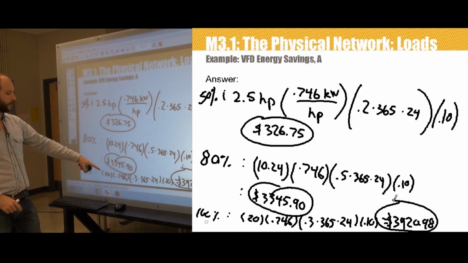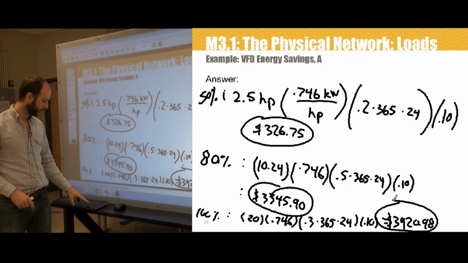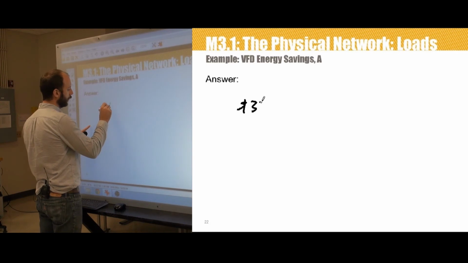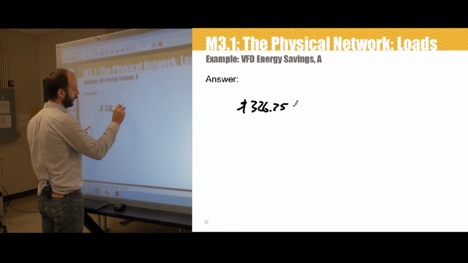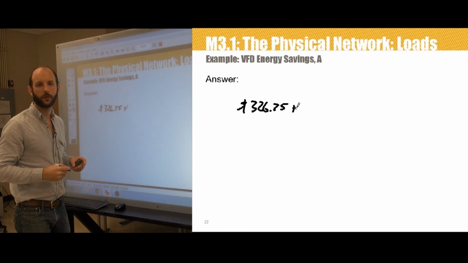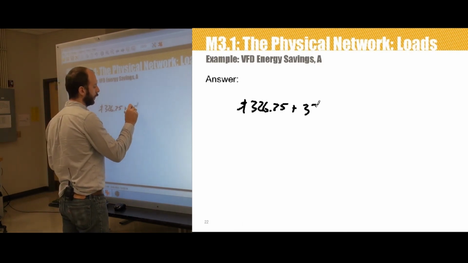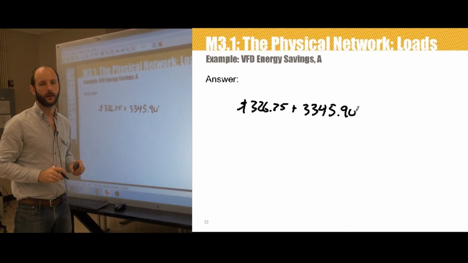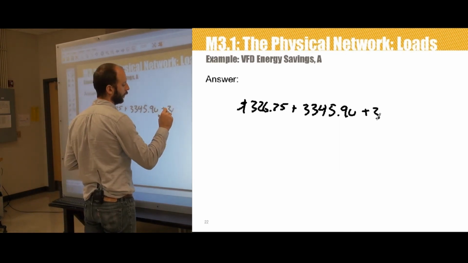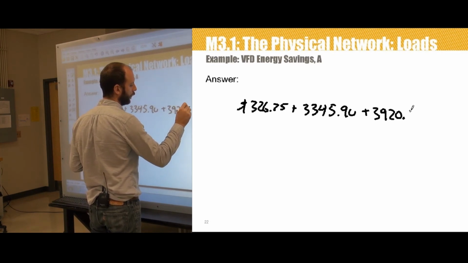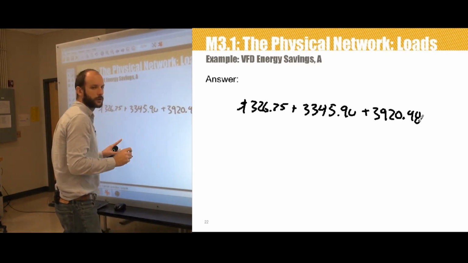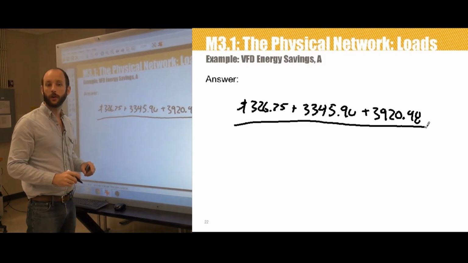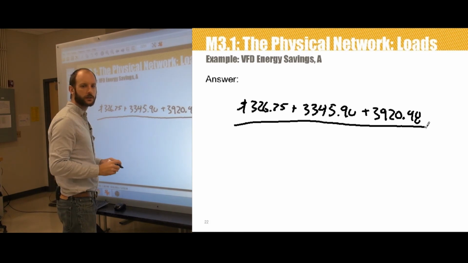So what we can do is the total cost for the year is we just add those three numbers up. So we get $326.75. That's for the 20%. Then we add $3,345.90 for the 50% of the year, and then $3,920.98 for the remaining 30% of the year. So that's my new total cost. The cost without the VFD was $13,069.92.